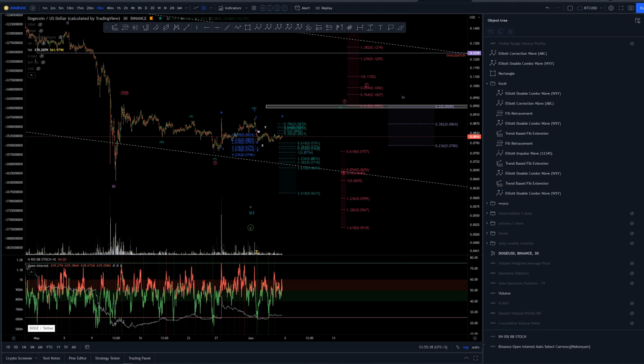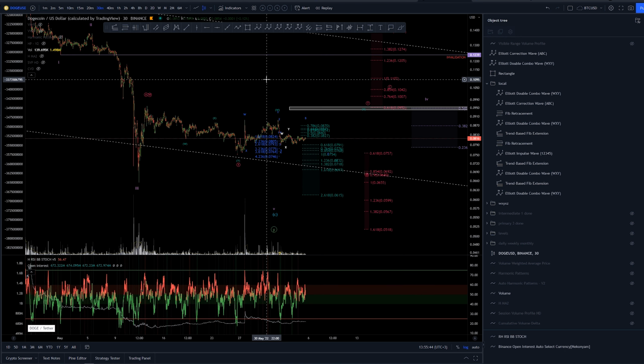But yeah, that's basically everything I wanted to share on Dogecoin. Let me know if you have another count that would explain this a bit differently. And yeah, that's pretty much it.